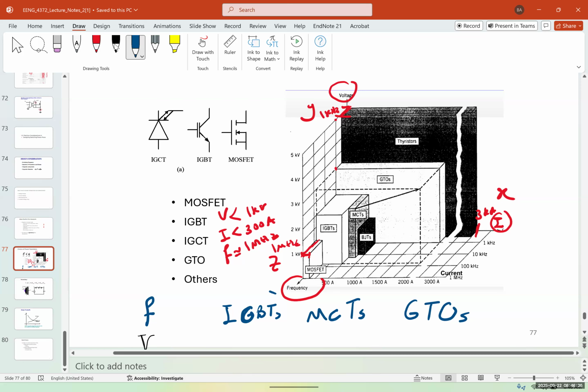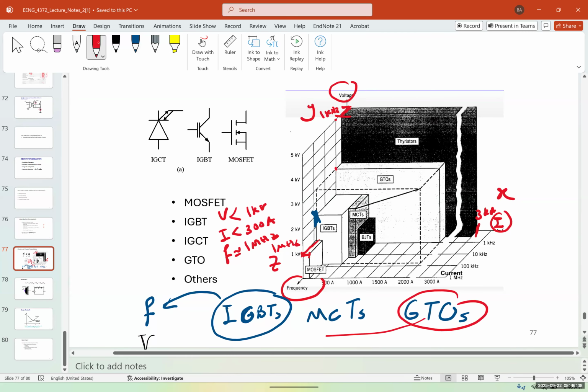The IGBT has the highest frequency rating. Which one has the highest voltage rating? Because you can see that the IGBT is around here for frequency. Yes, and the GTOs have the highest voltage rating. Because you can see that the voltage is 3 kilovolts and for them maximum is 2 kilovolts. So the higher frequency Z-axis is for IGBTs, this is for further than all of them.